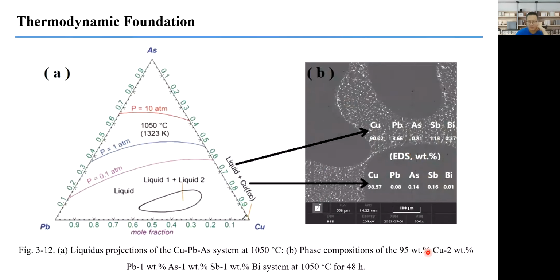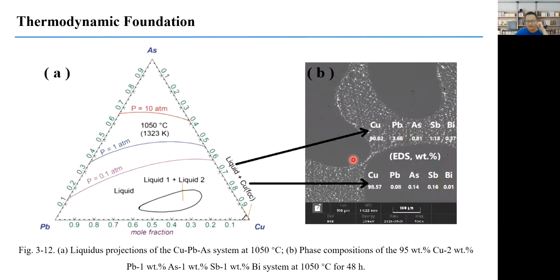We equilibrated some alloys, which contain 95% copper, 2% lead, 1% arsenic, 1% antimony, 1% bismuth at 1150 degrees C for 2 days. We can find that the liquid phase contains 90% copper, but it contains around 0.8% arsenic. And in the other phase, which is copper, it's 98.6% copper, and arsenic is only 0.1%. So we can find that arsenic, antimony, and bismuth are very well enriched in this phase, and this has helped us in making the further treatment.